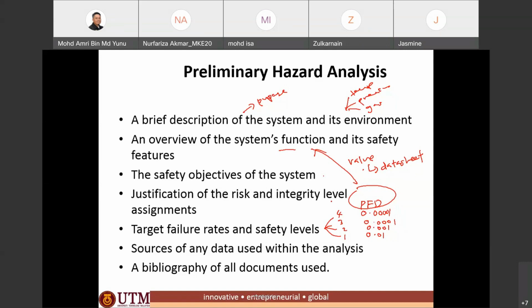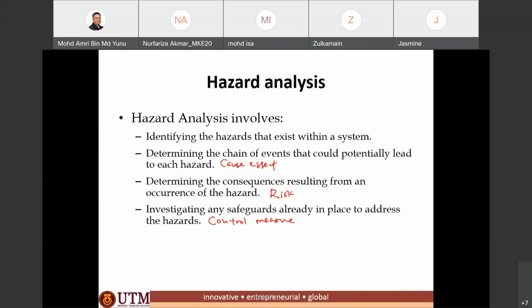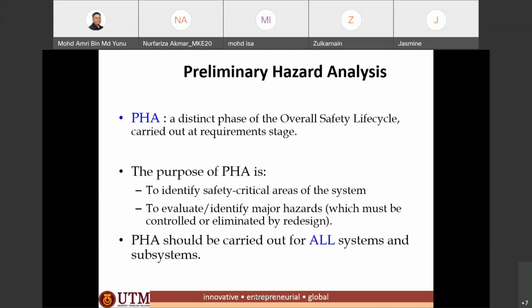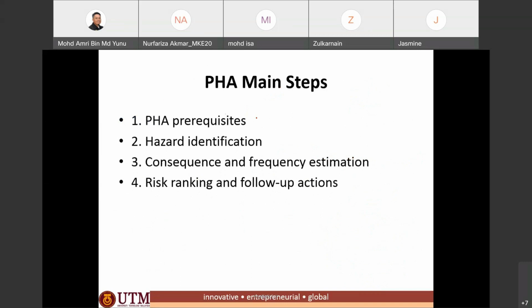And then the source of data, the analysis and the documentation are also very important. The main step is to do the prerequisite. Before the prerequisite, do the meeting within the designing process, and then do the hazard identification on the source of situations that may probably cause the failure of your function. Then, consequences.